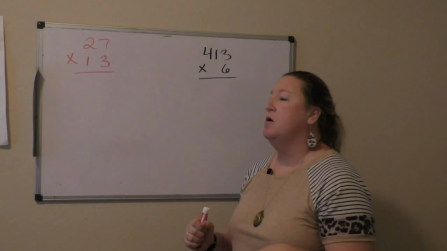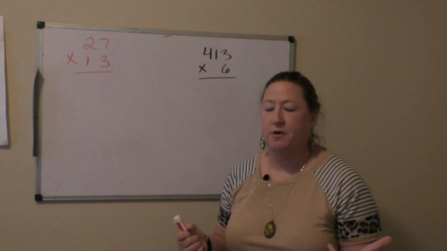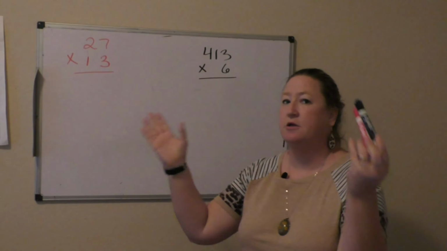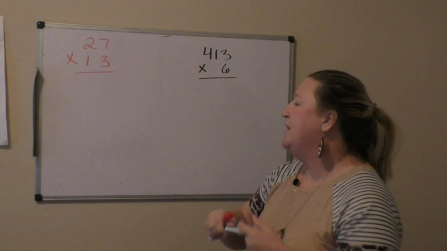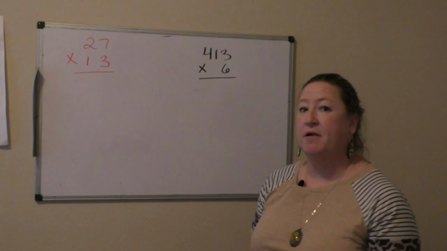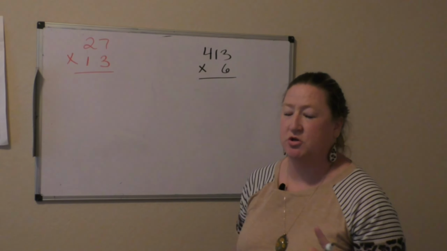Talk about area models and partial products. Area models and partial products go hand in hand. 27 times 13. I'm going to make an area model first, and then we're going to do the partial product.